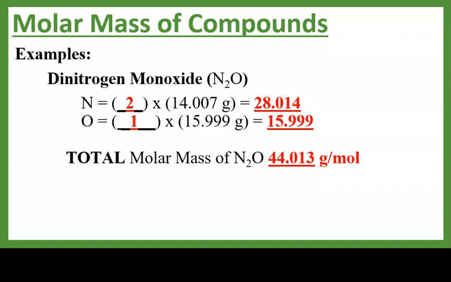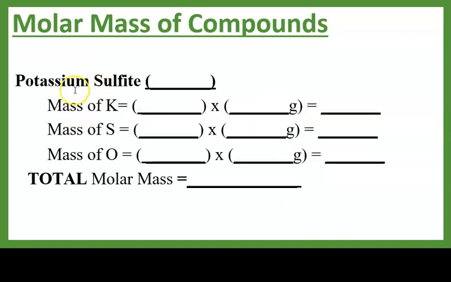Okay, let's do another example. Potassium sulfite. So this is a good problem because it's a nice review of a lot of different things. First things first, we have to write our formula, and this is an ionic compound. So that means it's a 4-step formula. We've got to get that formula first.